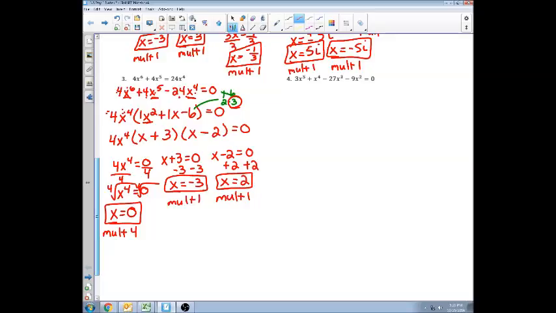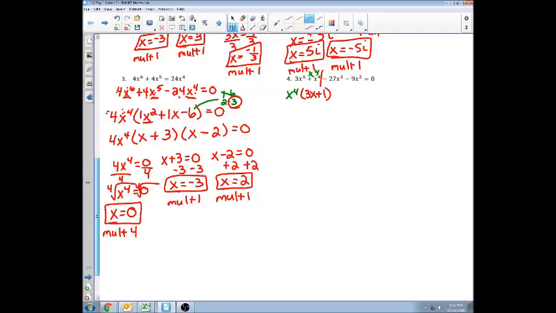I have 4 terms. I'm set equal to 0. The first thing I could do here is pull out a GCF. But because I have 4 terms, I'm going to try to group first. Well, 3x to the 5th and x to the 4th, they share 4 x's. So my GCF is x to the 4th. That leaves me with 3x plus 1.